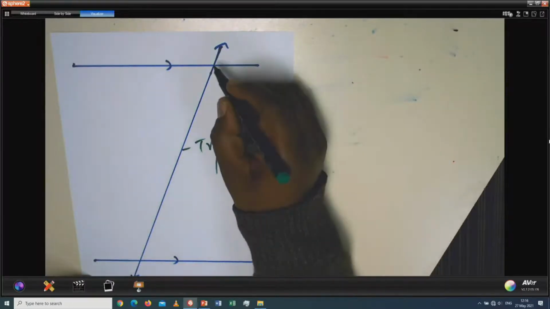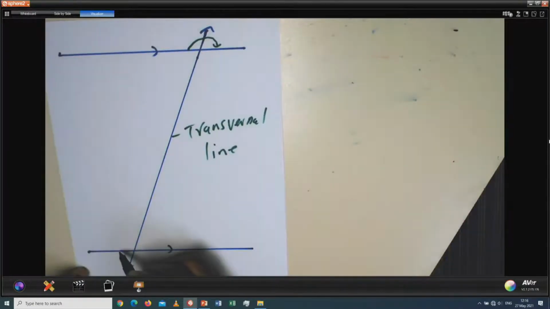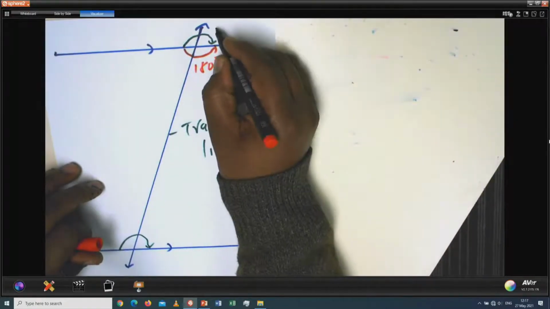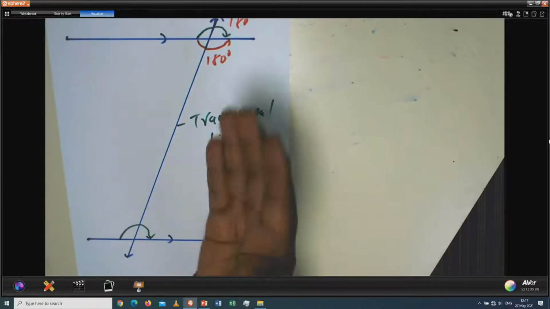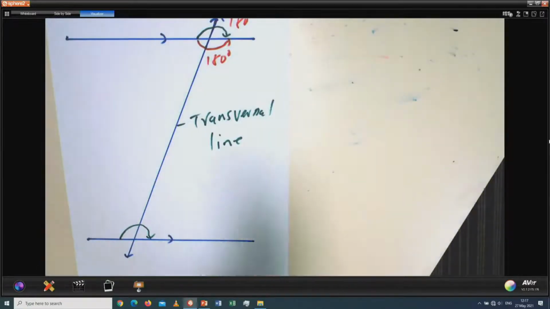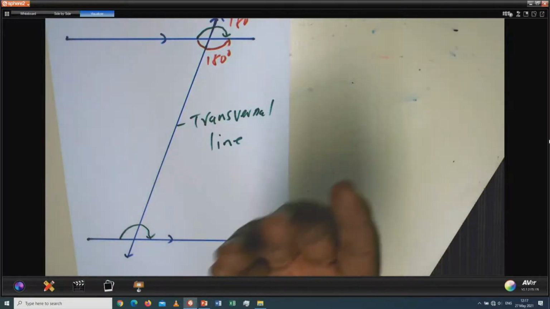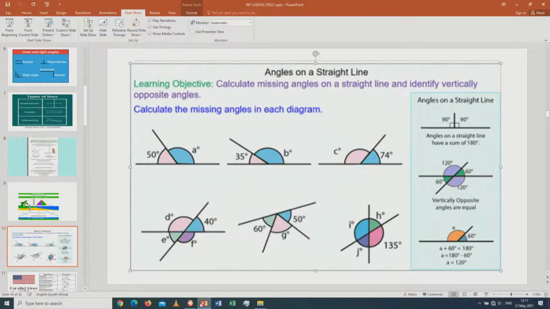You still remember the size here? 180 degrees. Do you also still remember the size here? 180 degrees. Do you still also remember the size of the angle here? 180 degrees. That's very important to remember. So that line is called a transversal line. A line intersecting both lines, therefore it's a transversal line. It's just the language of mathematics, what it is called.